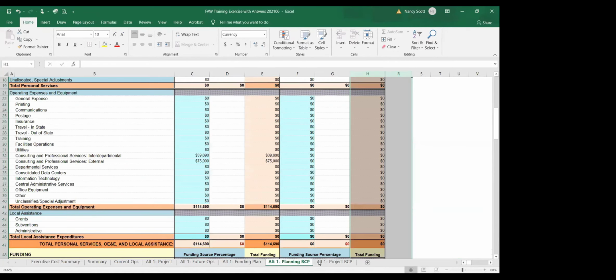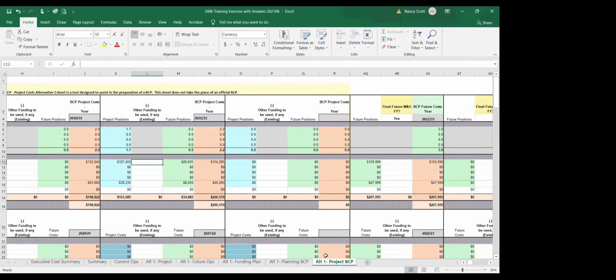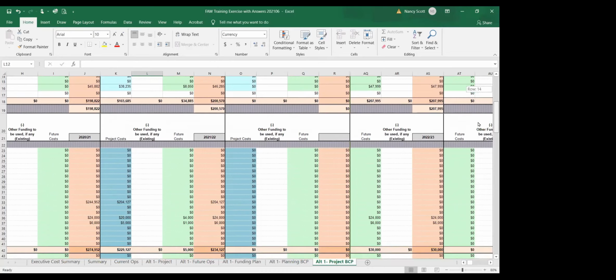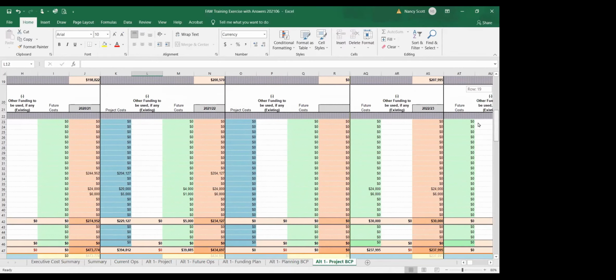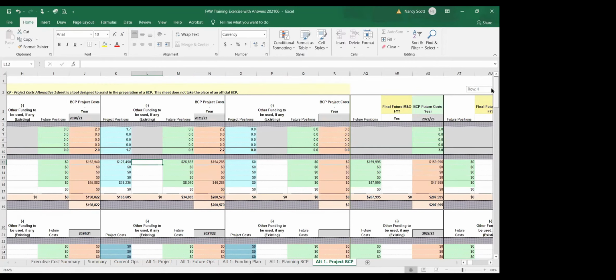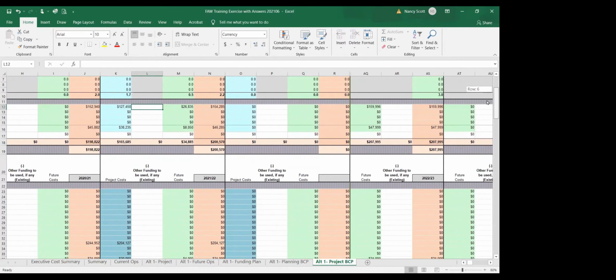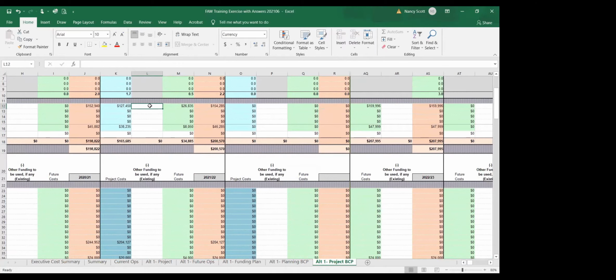A question, Nancy, when you put 400,000 earlier in the funding tab, does that copy to the BCP, the planning, the project or plan BCP? No, it doesn't. So that's why you do have to manually go in and tell the sheet of that money. So you could go here and say, well, I'm funding the 154,285. I get that right? 154, which is over in this column N, right, for this particular year, 285.